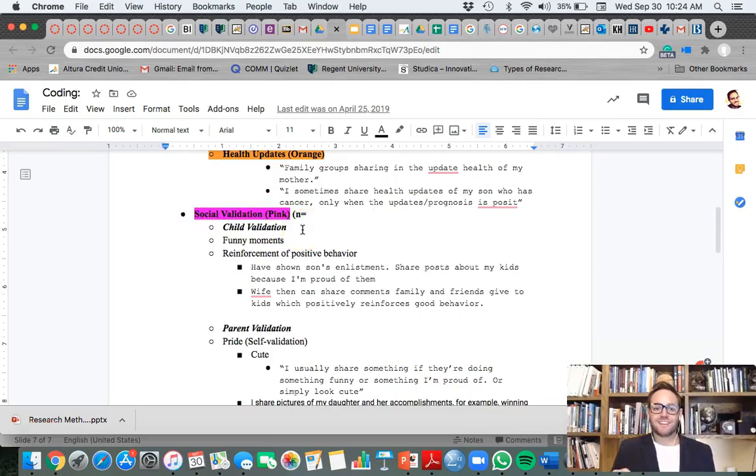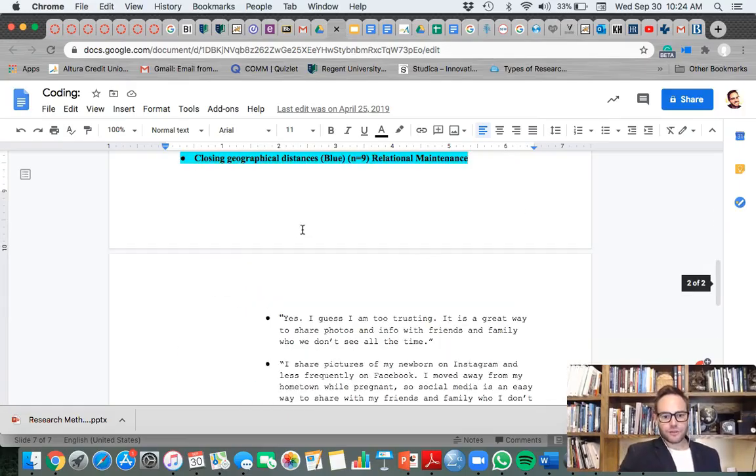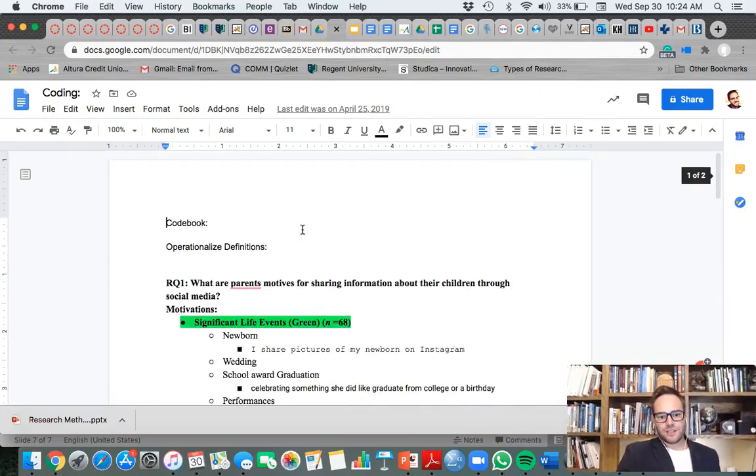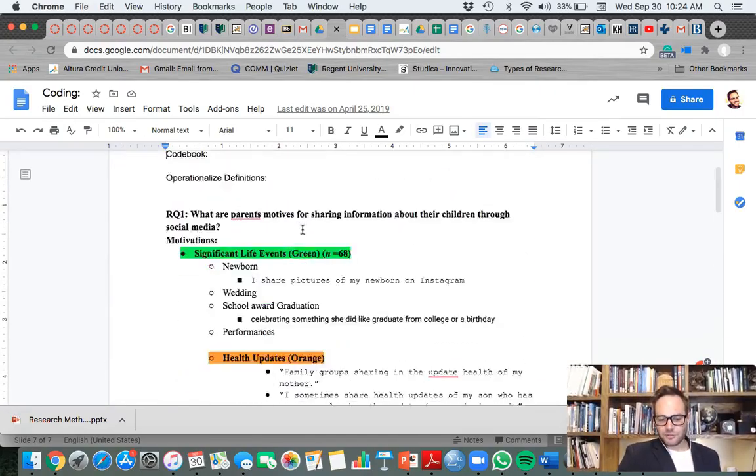This is interesting. Parents actually post content of their children not to brag about their children, or not for the child's validation, but for their own validation as parents. And this is interesting as it gets into this social comparison type behavior. So these are the code book that I had.